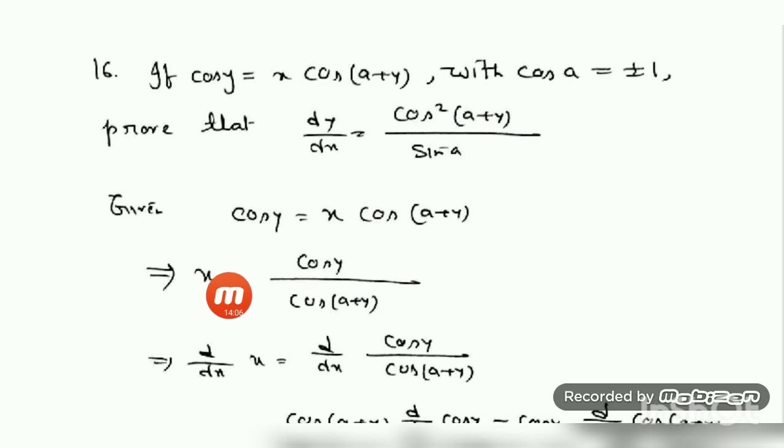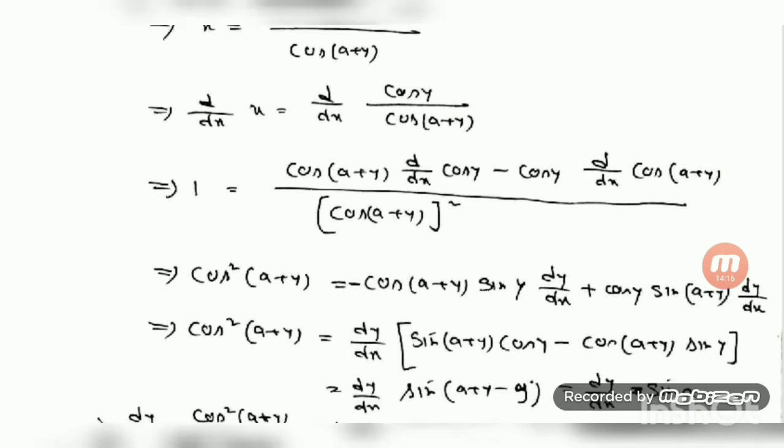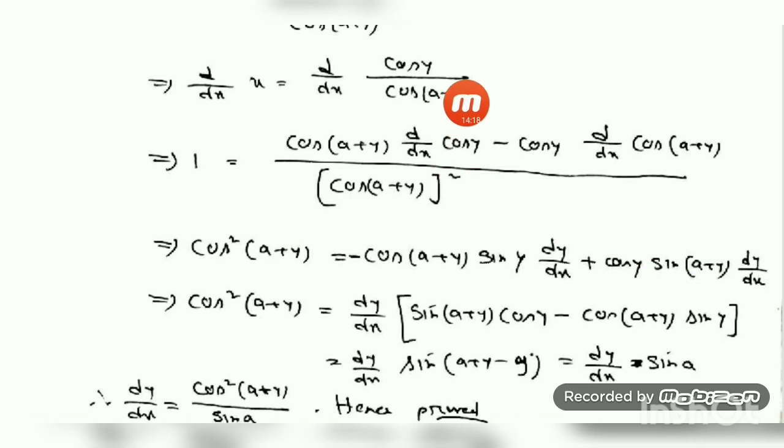That means I can write down x equal to, I just bring it to the left side, cos y divided by cos of (a plus y). Then I take the derivative on both sides, d/dx of x equal to d/dx of this expression. On the right side, the denominator will be cos of (a plus y) whole square. This is v, and I have used the formula (v du/dx minus u dv/dx) over v squared. Then I take the square, that is cos square (a plus y).